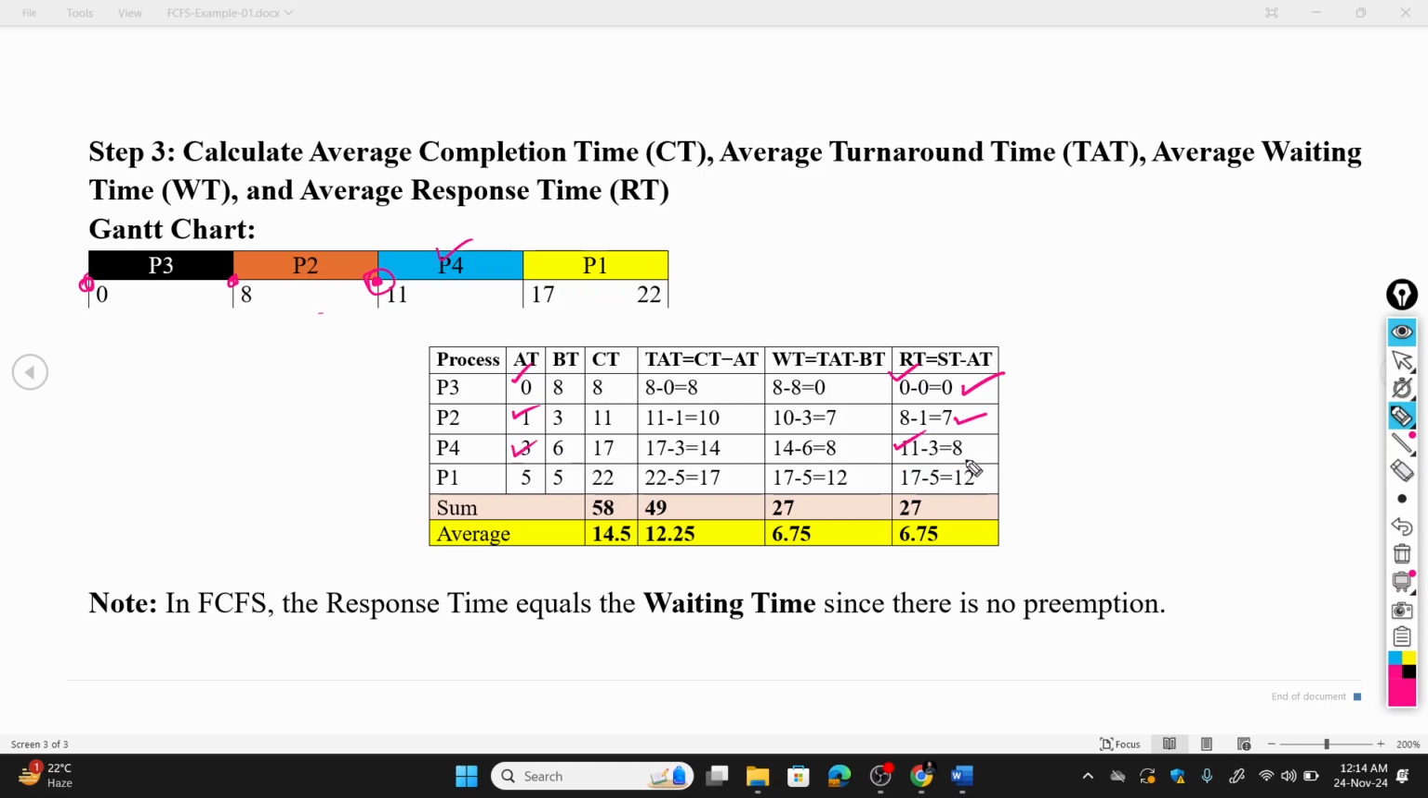So 11 minus 3 is equal to 8. 8 is the response time for P4. And this 17 is the start time of P1. So 17 and arrival time of P1 is 5. So 17 minus 5 is equal to 12. So 12 is the response time for P1.